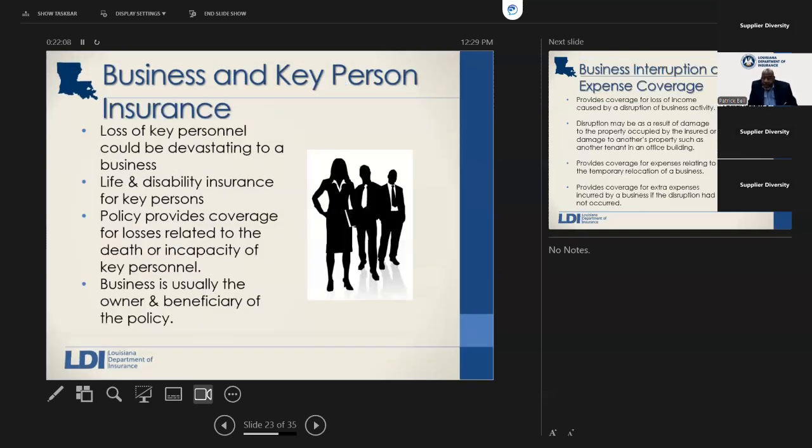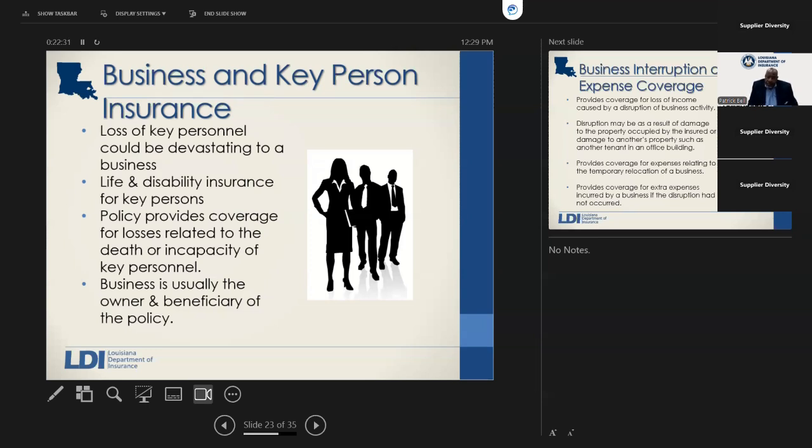Okay, business and key person insurance. Loss of key personnel can be devastating to a business. So you need to look at perhaps life and disability insurance on those key individuals. Policy provides coverage for losses related to the death or incapacity of key personnel, and the business is usually the owner and the beneficiary of the policy. So let's talk about this a little bit.